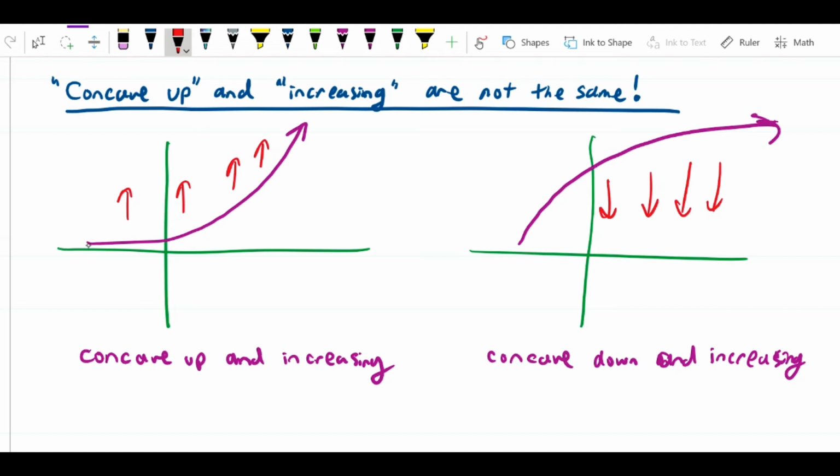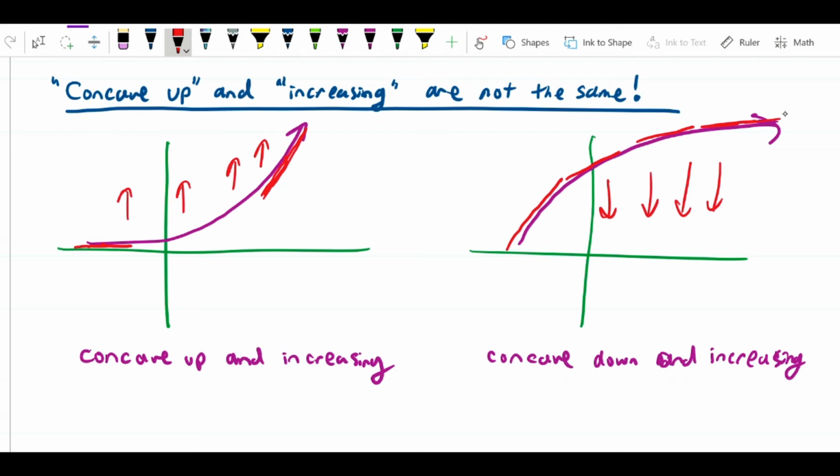If I were to do it in terms of the definition, we'd see that we start with a very low slope, and we go over here to a very high slope, so the slope is increasing, or the first derivative of this function is increasing. Here we have a function on the right that's concave down and increasing. The function is clearly still increasing.